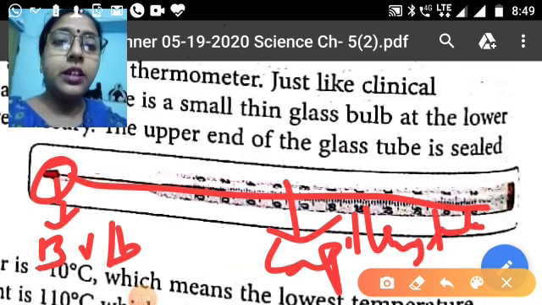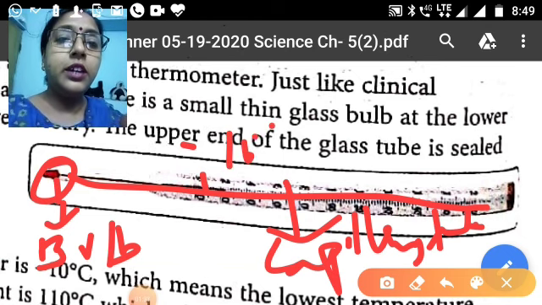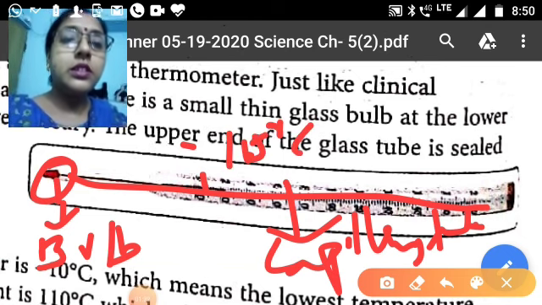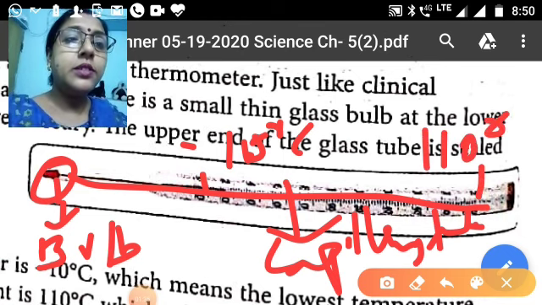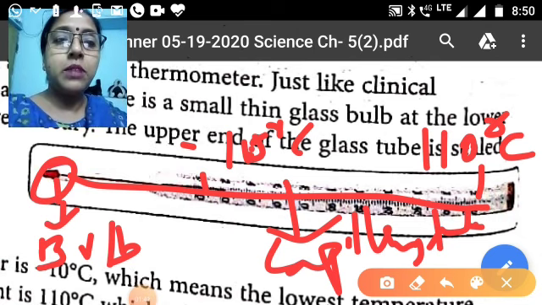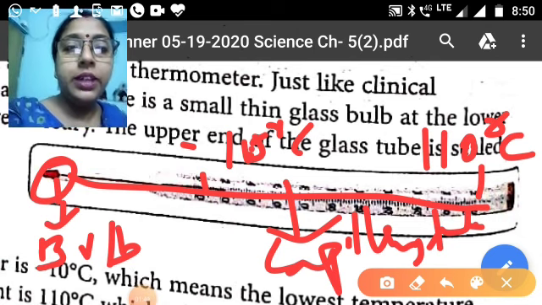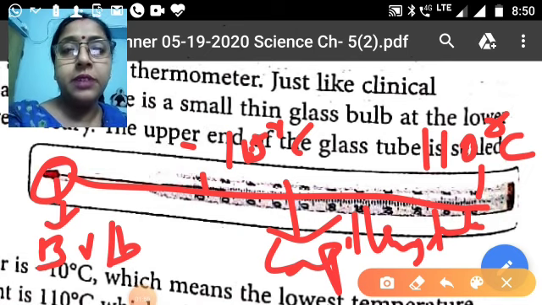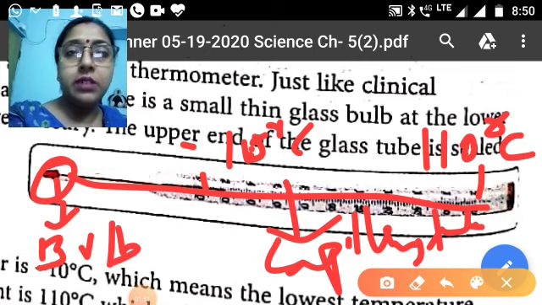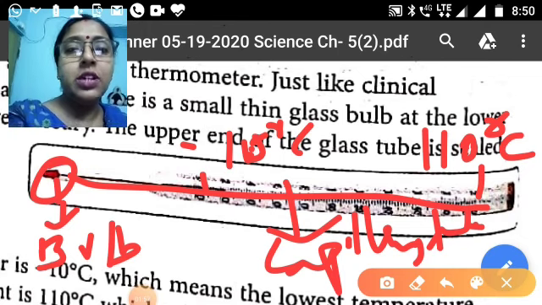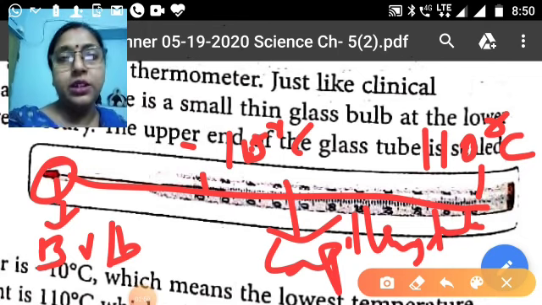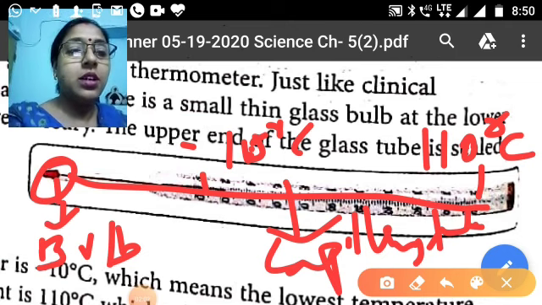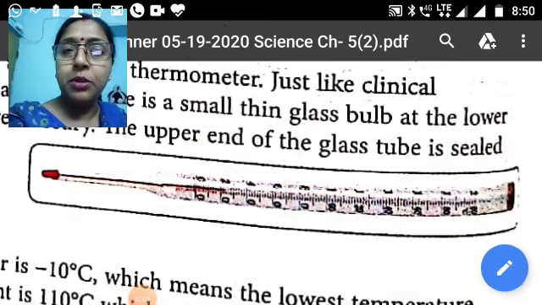Now the degrees start from -10 degrees Celsius and go up to 110 degrees Celsius. So -10 degrees and 110 degrees. Between each 10 degrees, there are 10 small divisions. Starting from -10, it leads to 0, then 10, 20, 30, 40, just like that. So this is about the laboratory thermometer.